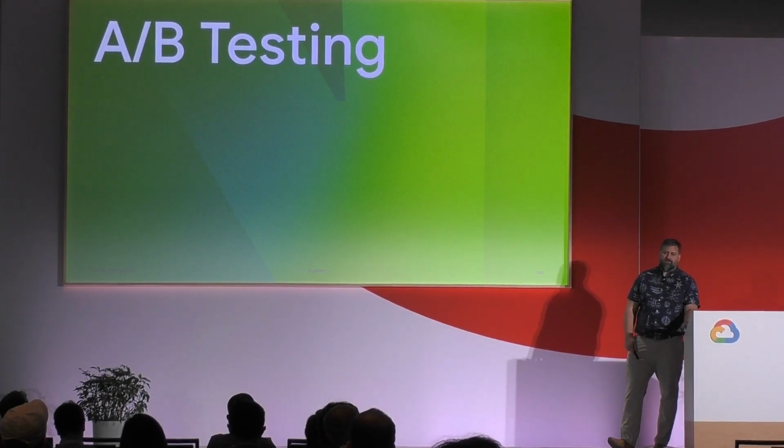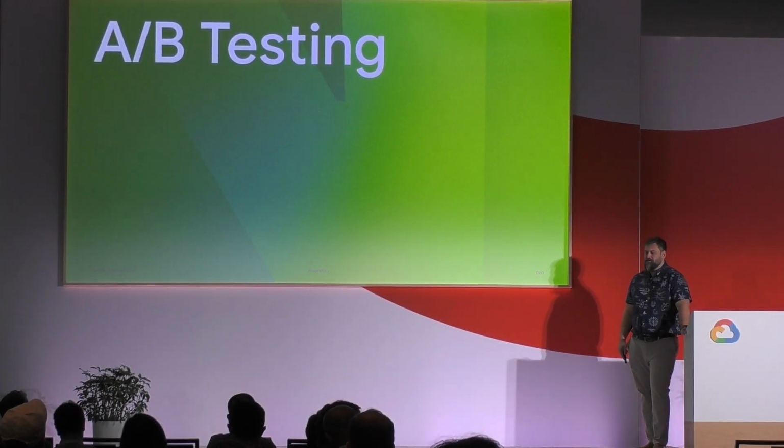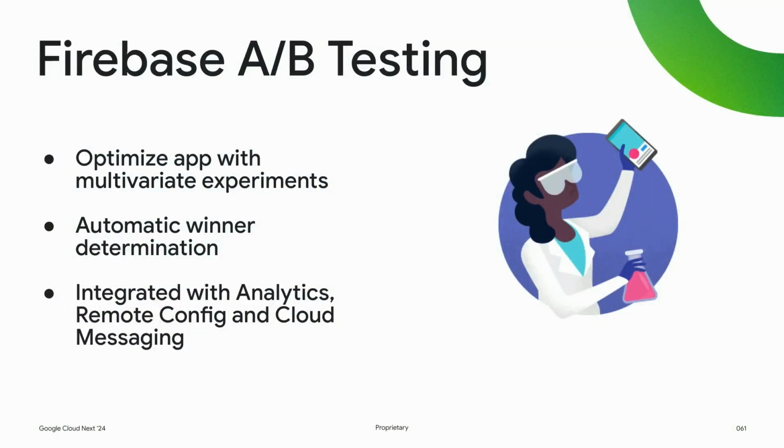Next, I'd like to share an overview of A/B testing and how it can be used in your development process to help your team optimize apps. Firebase A/B testing is a simple yet powerful tool for performing experiments. A/B testing works in coordination with remote config, cloud messaging, and Google Analytics to find more optimal app experiences.